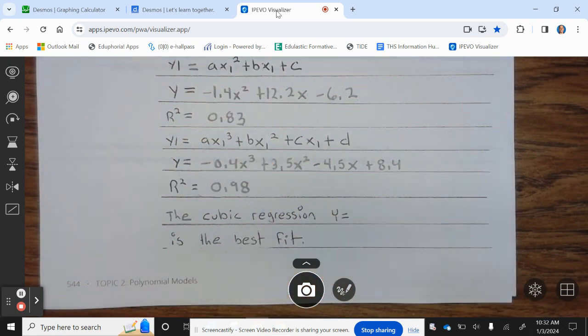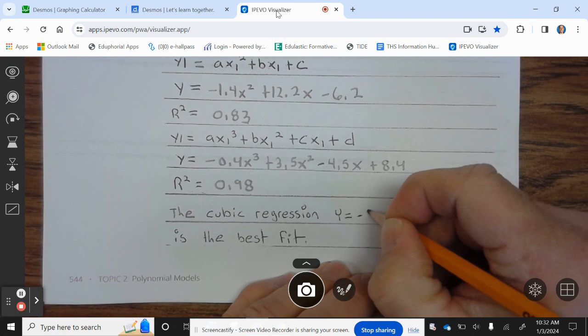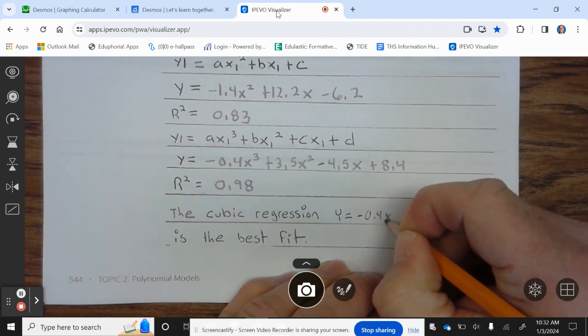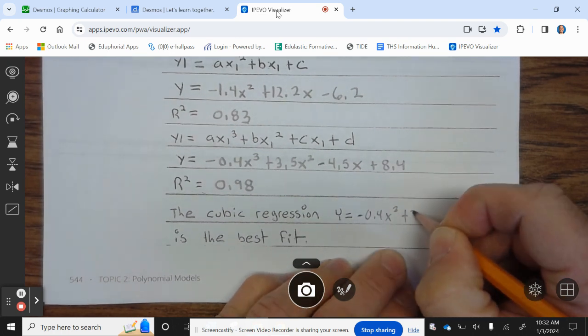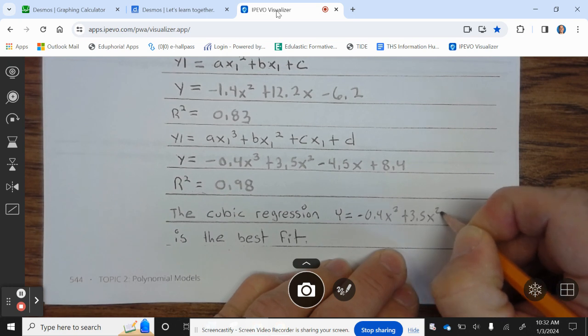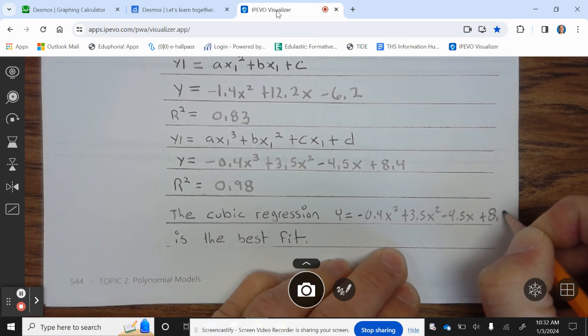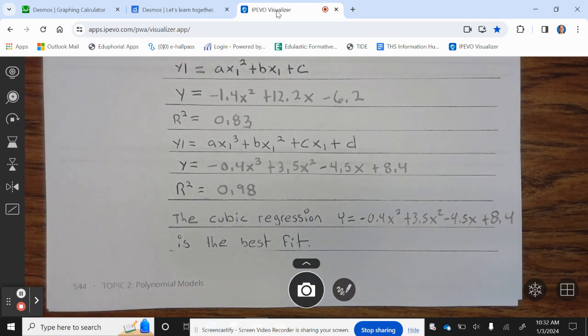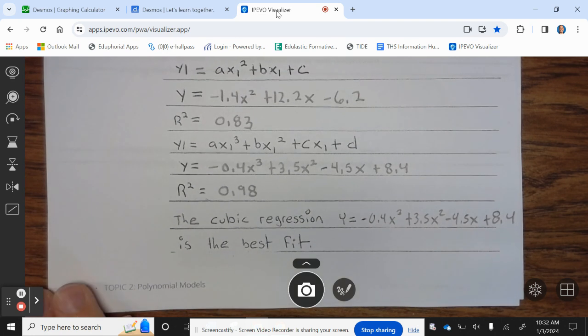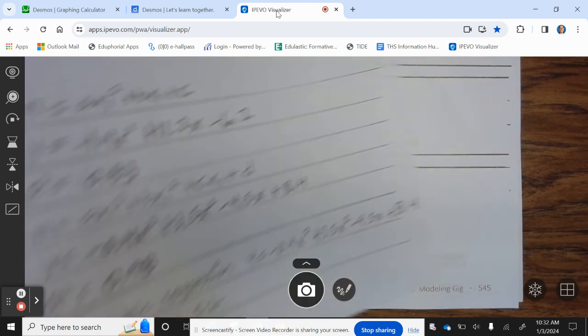So the cubic regression y equals negative 0.4x cubed plus 3.5x squared minus 4.5x plus 8.4 is the best fit. All right, go ahead and finish that up. Let's take a look at the next page.